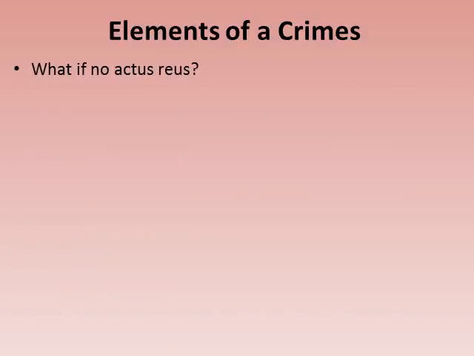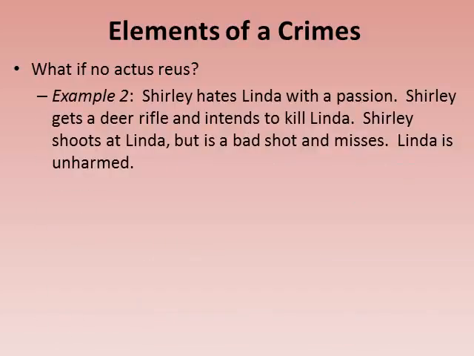Well, let's turn it around. And what if we have no act? What if there is no wrongful act? Example 2. Shirley hates Linda with a passion. Shirley gets a deer rifle and intends to kill Linda. Shirley shoots at Linda, but she is a bad shot and misses. Linda is completely unharmed. Linda may not have even known this happened. She just heard a gunshot, didn't know it was aimed at her at all, okay?